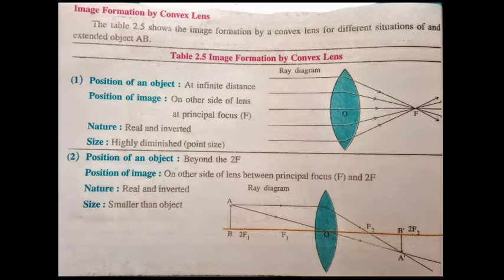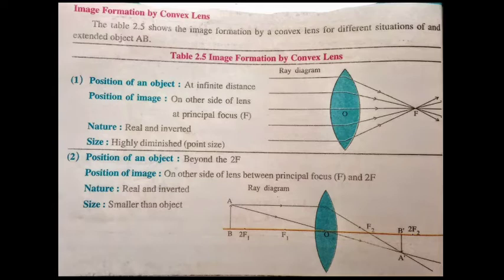That means the rays coming from infinite distance are parallel to each other, and they are known as parallel rays. When they are incident on the convex lens, after refraction they all converge at the principal focus F. So, we get a highly diminished, point-size image, real and inverted.